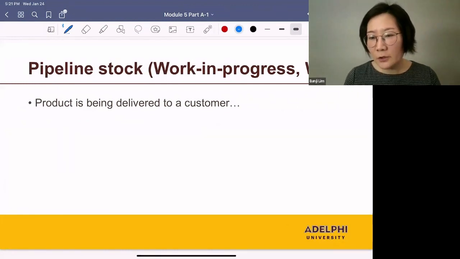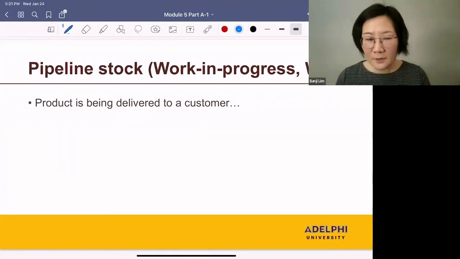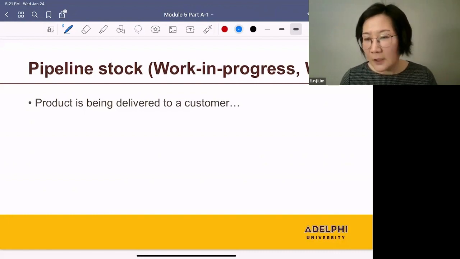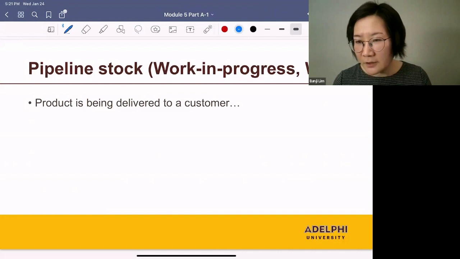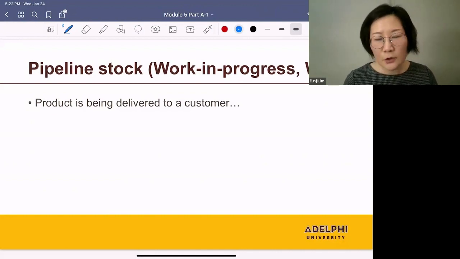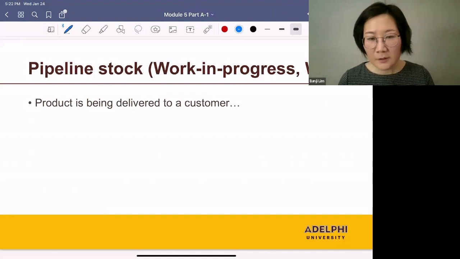Suppose you're preparing your lunch. You take out some of the foods from the fridge. You are cooking them on the stove. Is it inventory because it's still in your home? Is it not inventory because you'll eat it soon? It's stock, but it's called pipeline stock.